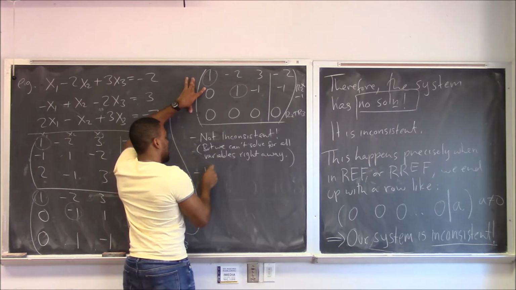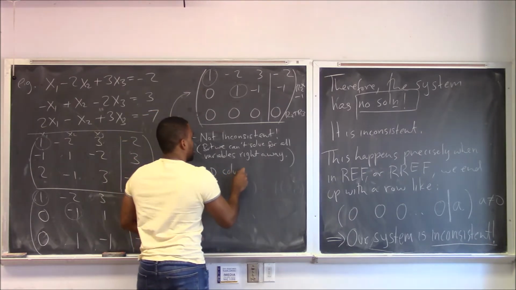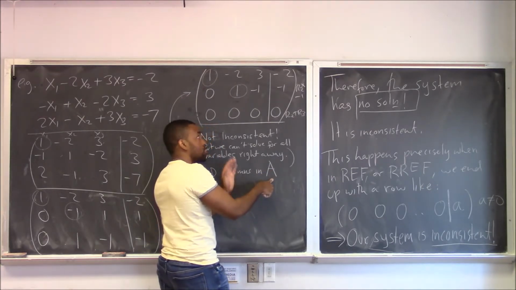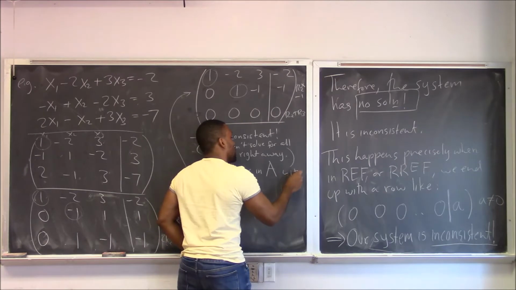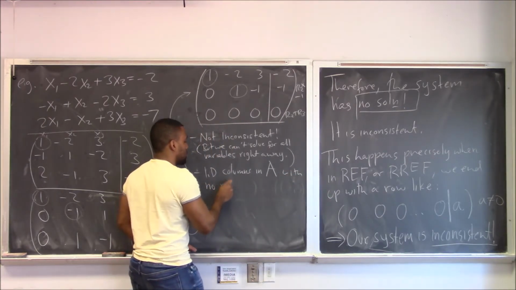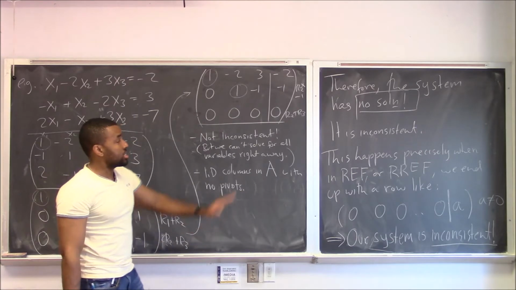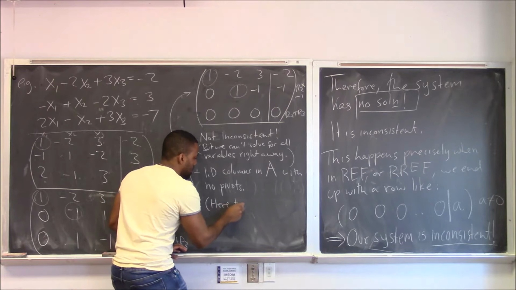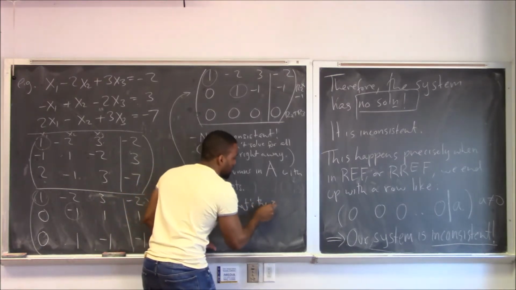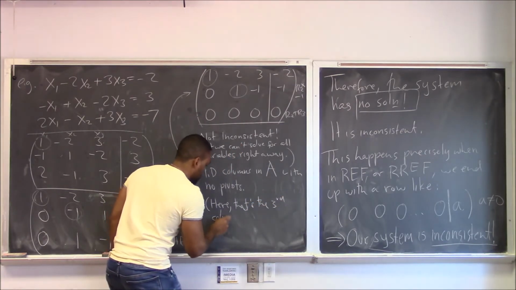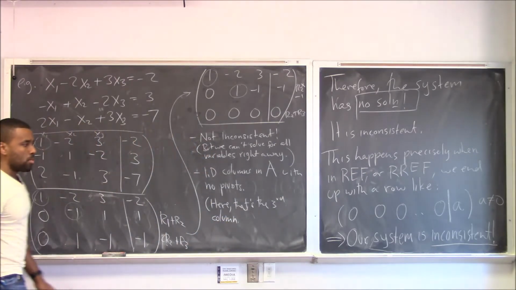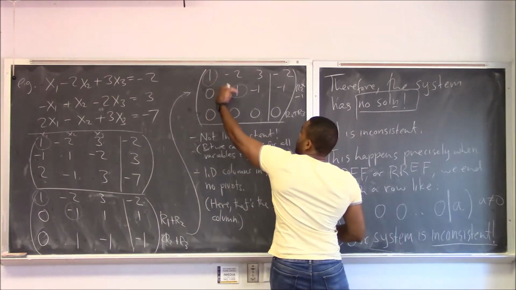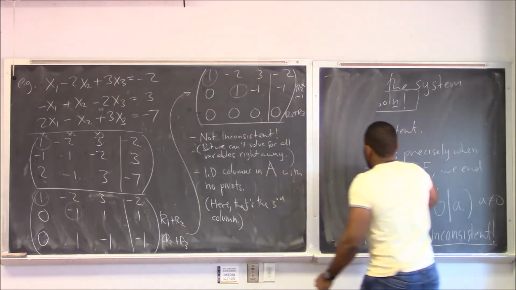Step 1, identify columns in A with no pivots. Remember, A is our standard notation for the coefficient matrix. Obviously, that's going to be the third column. Here, that's the third column. Now what we're going to do then is, because in row 1 and row 2 I can solve for x1 and x2, x3 is the only guy I can't solve for.